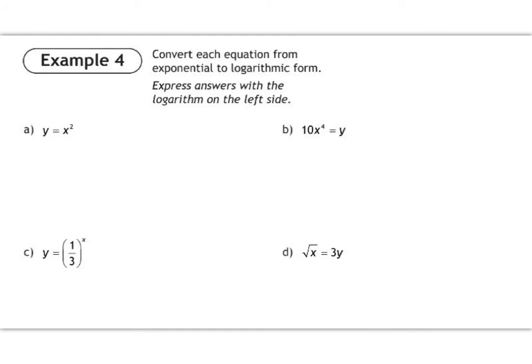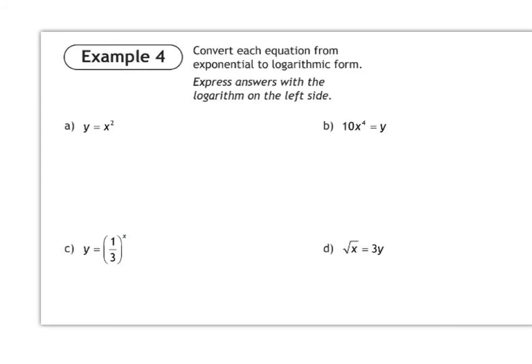We can also do the same thing working backwards. Our goal is to convert this to logarithmic form. So here I've got y is equal to x squared. Okay, I'm going to have log. My base is x. My answer is y. And my exponent is 2.